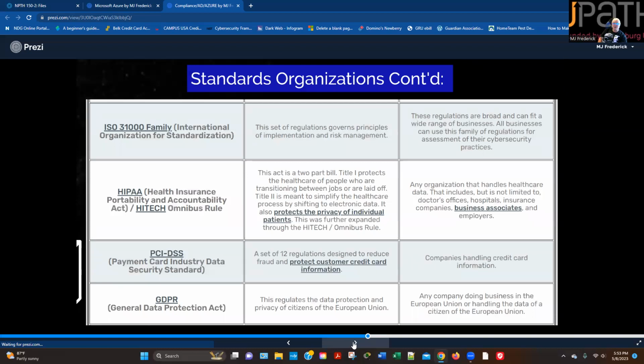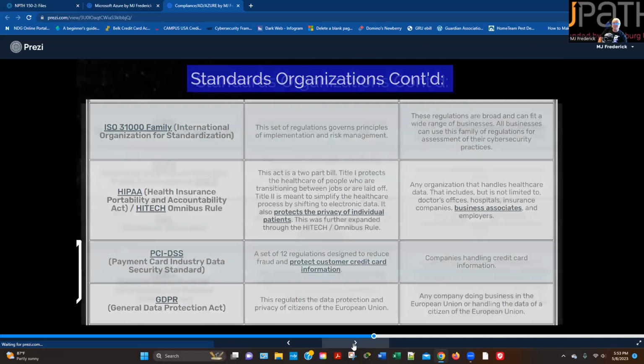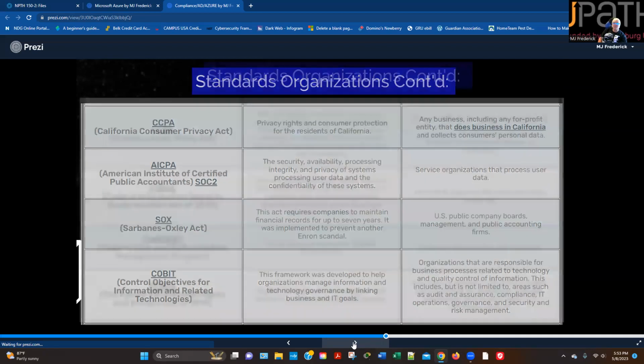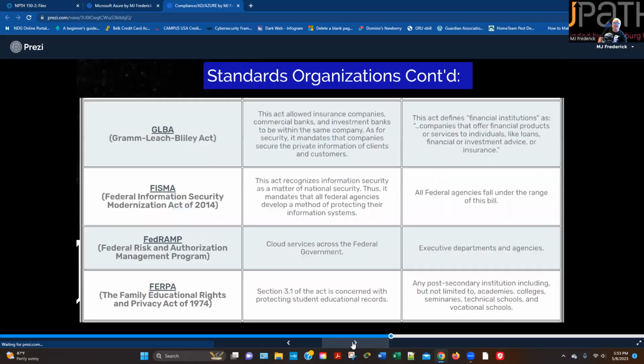So take your time, go back over these, and remember, you'll have my presentations throughout the entire term of our class between the AZ 900 and the test out until the end of the term. Then you won't have access. But all of these are the groups that come up with the standards, and these are who we follow.